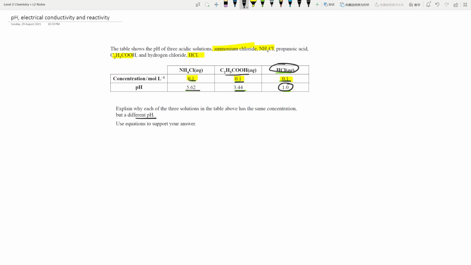Why do they have the same concentration but different pH? Because that's to do with the level of dissociation. This is due to different degree of dissociation.